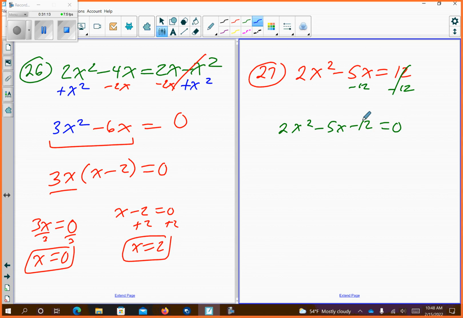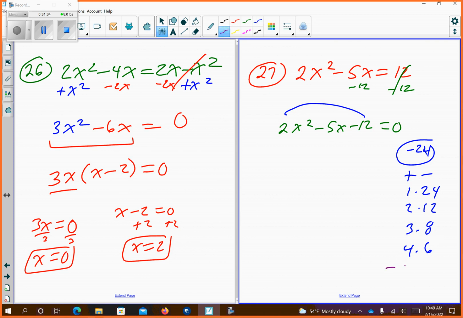Okay. Factor like normal. Negative 12 times 2 is negative 24. I know I have one positive, one negative. So 1 times 24, 2 times 12, 3 and 8, 4 and 6. Which 2 add up to negative 5? 3 and 8. So it's going to be a negative 8x and a positive 3x. If I add those together, I get negative 5x. Okay, so that's going to replace that.